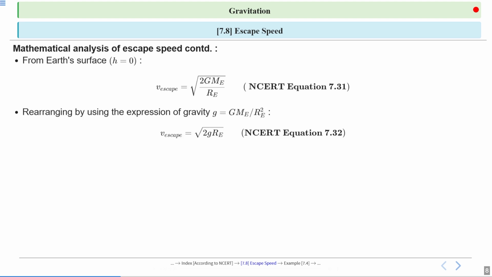Next, we will rearrange the formula using the expression for gravity. So, g is equal to G Me divided by Re squared. By substituting this into our escape speed formula, we get V escape is equal to under root 2 g Re. This shows us how escape speed is directly related to Earth's gravity and radius, making it easier to calculate using known values.